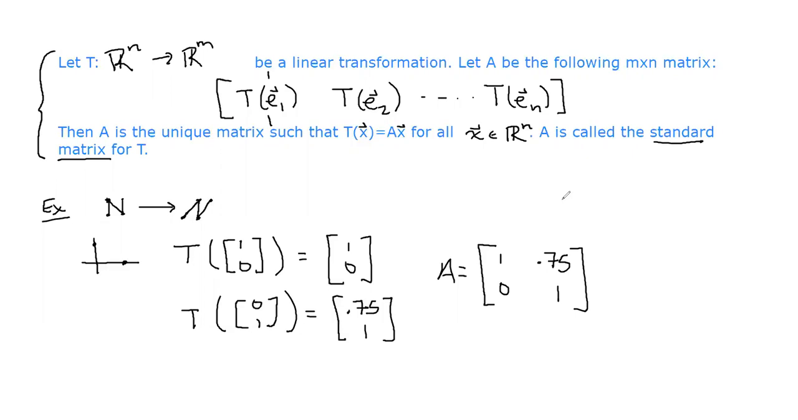Okay. So we now know how to find our standard matrix for a linear transformation. Any linear transformation can be encoded as matrix multiplication, and this is how we find that matrix for it. All right, so for the next thing I wanted to talk about is thinking of our transformation T as a function.